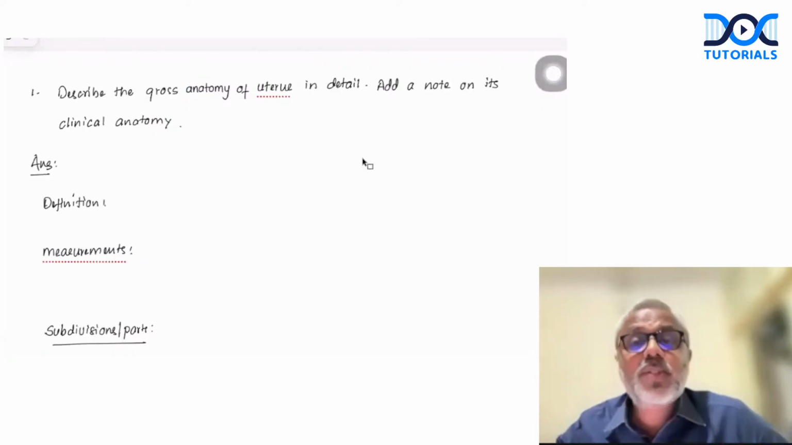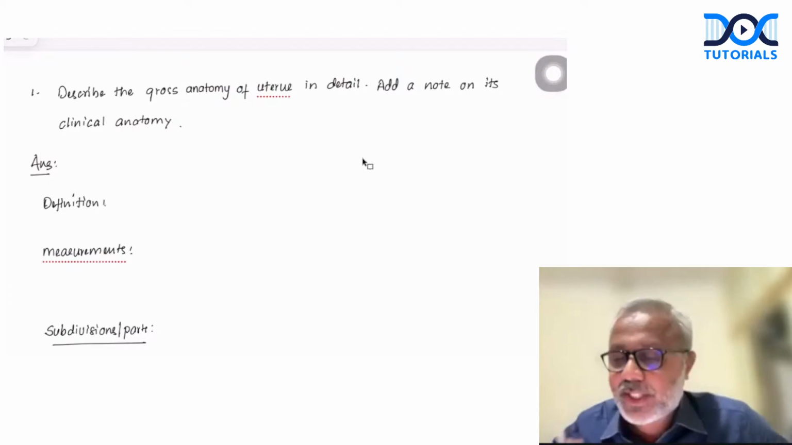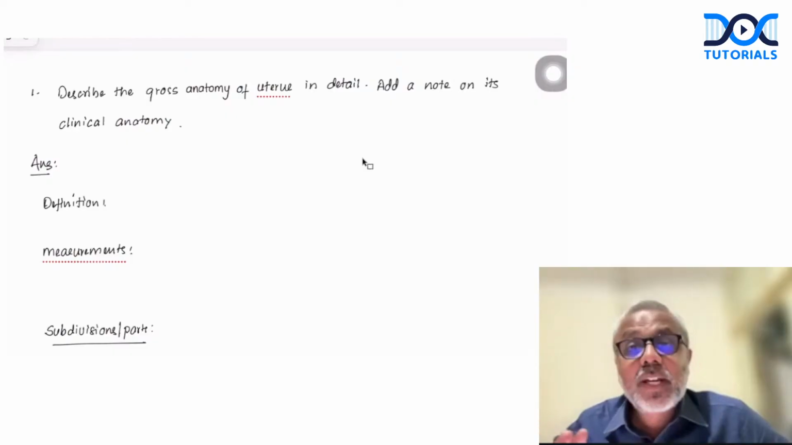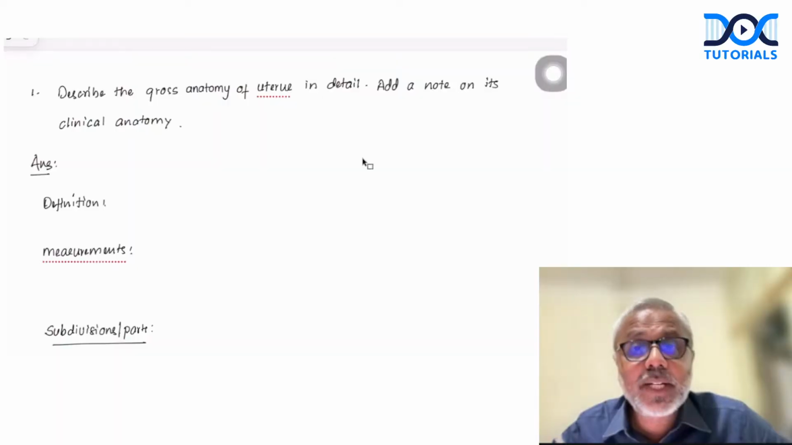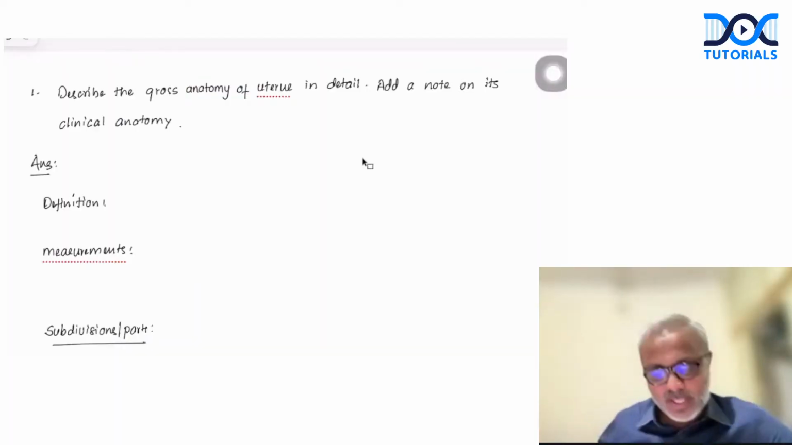This question was actually asked in the RGHS exam. If I remember correctly, 24 or 23 exam, right? This was the question. Now, even though this was asked for CBME, the question was pretty straightforward. Describe the gross anatomy of the uterus. I've written it as it was asked, and then add a note on its clinical anatomy, right? So let's try and solve this.